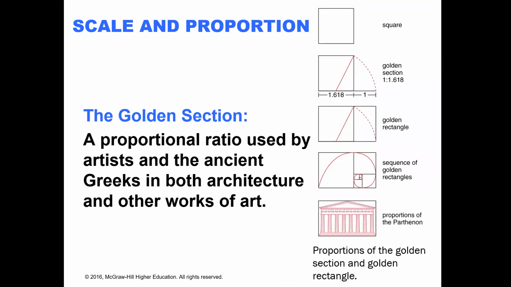So just a little side note here. The golden section is a proportional ratio used by artists and the ancient Greeks in both architecture and other works of art. So there are these mathematical formulas. I won't get into that since I'm pretty bad at math. But there were and are ways of creating compositions that are visually pleasing based on mathematical formulas.